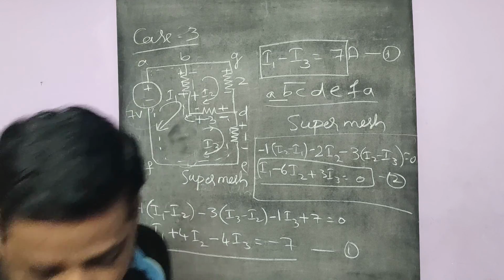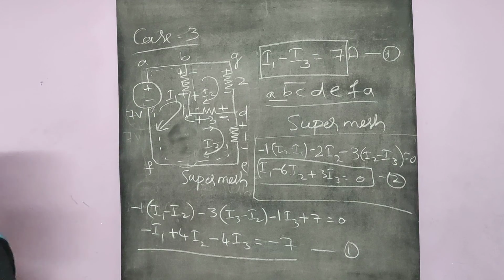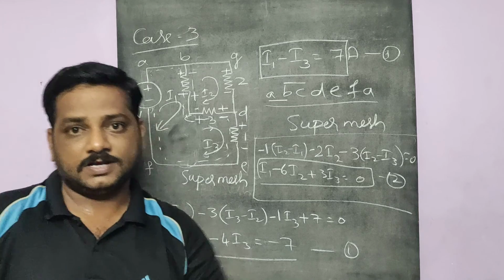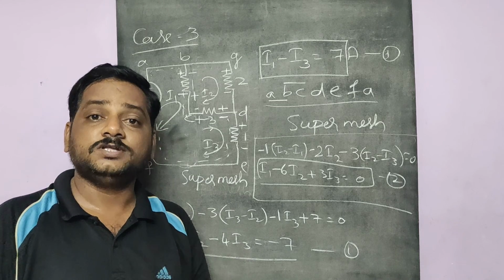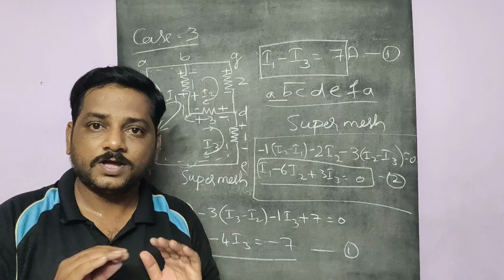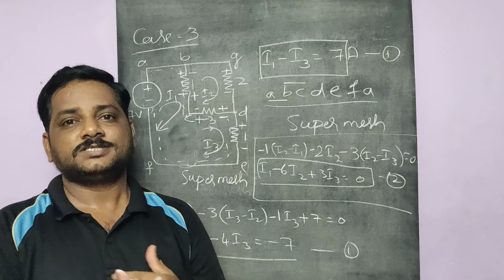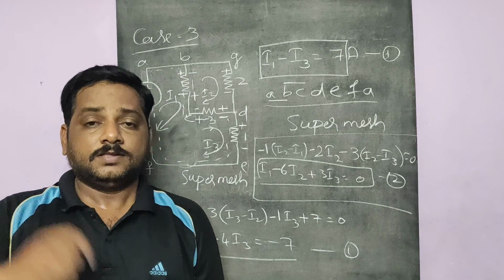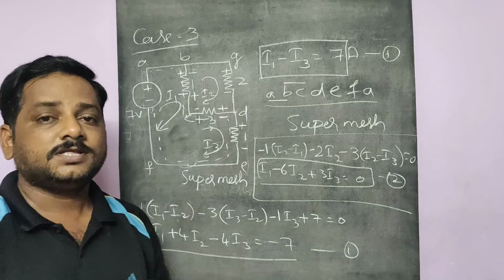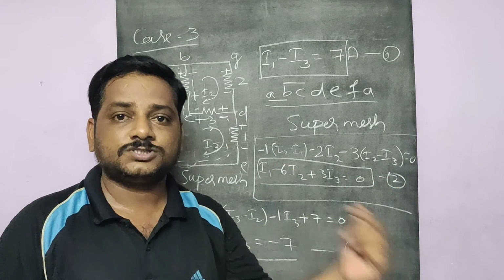This is all about super mesh. I hope it is clear for you. So I'll make it very simple now. Case 1 means we consider only the voltage sources in a circuit. If we have only voltage sources in a circuit, just simplify by applying KVL. In case 2, we have a current source in the outermost loop or outermost mesh.